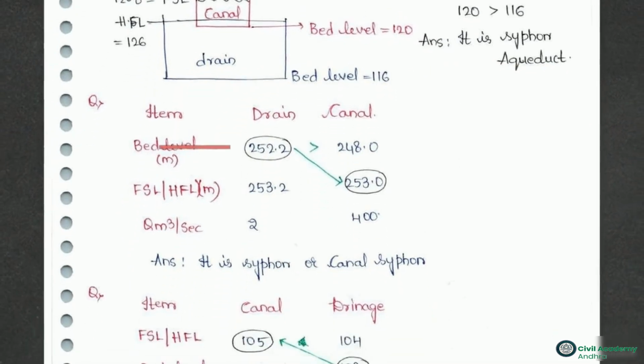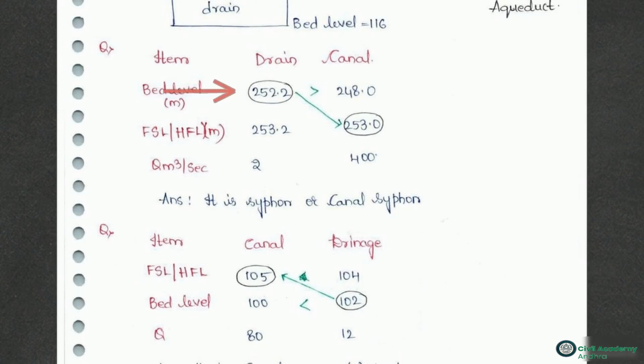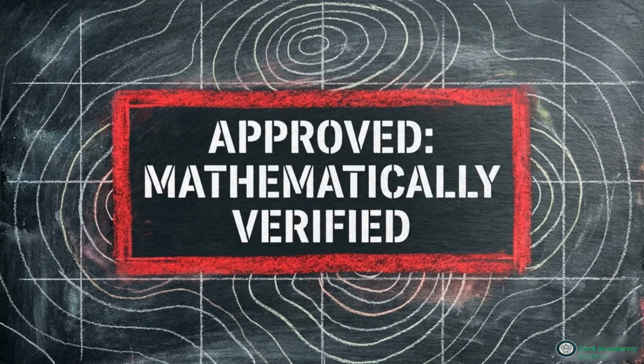In our second case, the top drain's bed level is 252.2 meters, and the bottom canal's FSL is 253 meters. Running the same mathematical test, the 253-meter FSL is greater than the 252.2-meter bed level. Therefore, the structure must be a canal siphon. By running this strict diagonal comparison across the survey elevations, engineers arrive at a consistent, mathematically determined structural choice for every site condition.